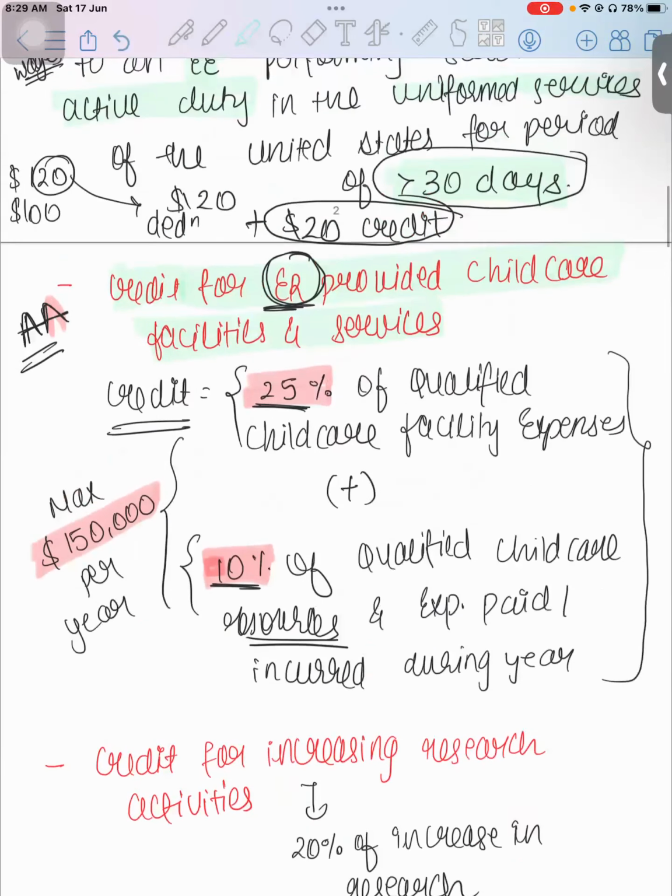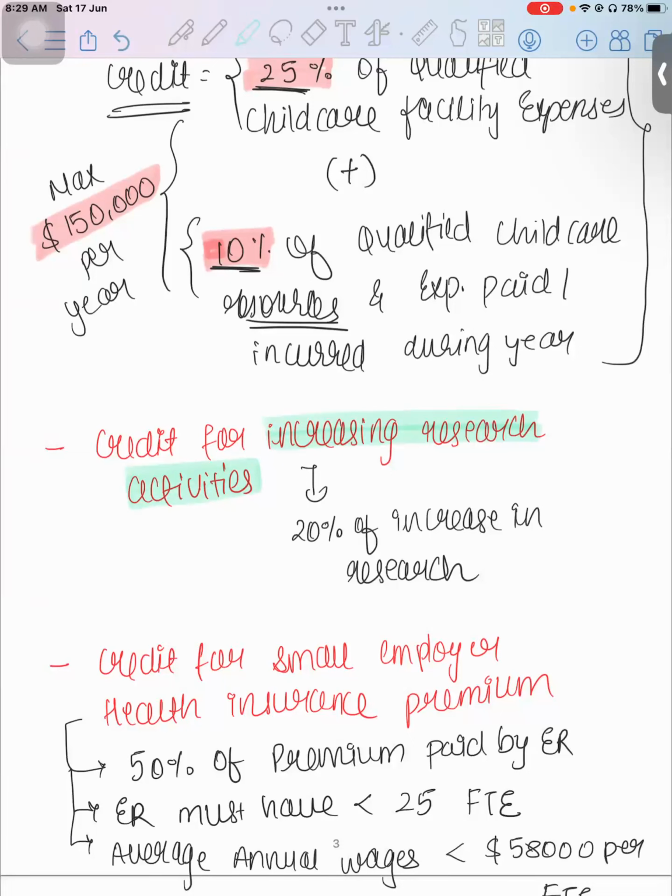Whenever there is a new startup, if you're working on a client who has a new startup or a new business, there is a 100% possibility that he will be incurring research activities, and the clients are usually not aware about this credit. Few of the clients are already aware.